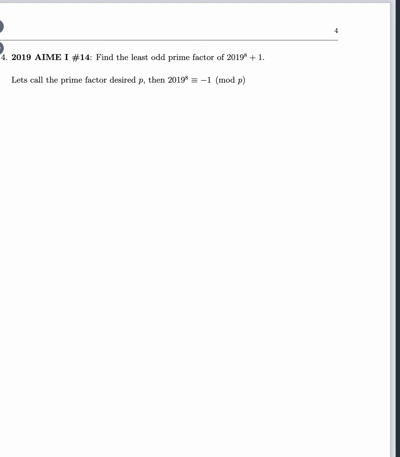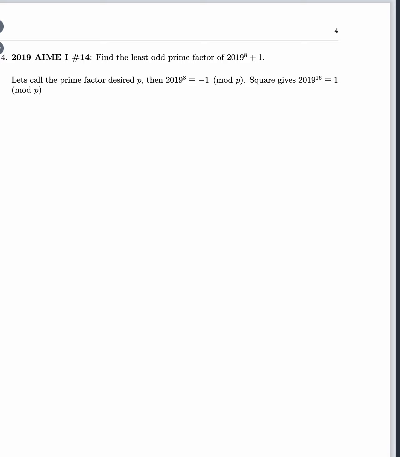But we have to be careful over here, because it's not always the case that when 2019 to the 16 is equal to 1 mod p, then 2019 to the 8th is equal to -1 mod p, since 1 squared is also equal to 1. So if we find a p right here, we cannot just directly guarantee that p must be the answer. We have to check it back in. Okay, so 2019 to the 16 is equivalent to 1 mod p.